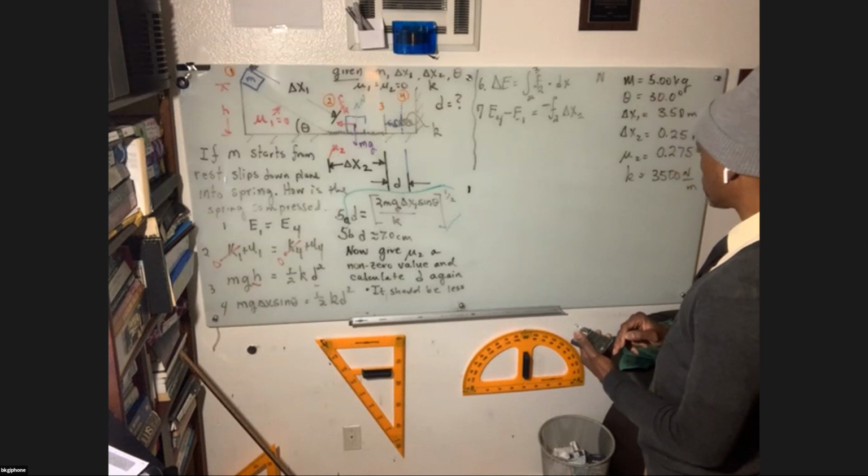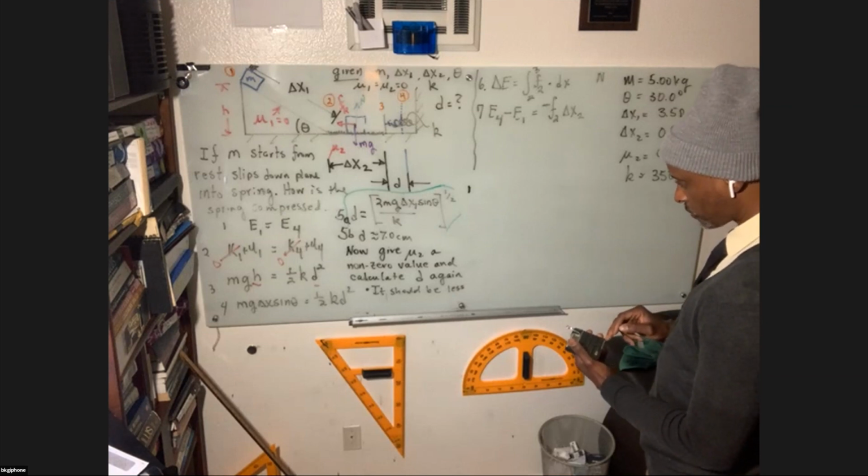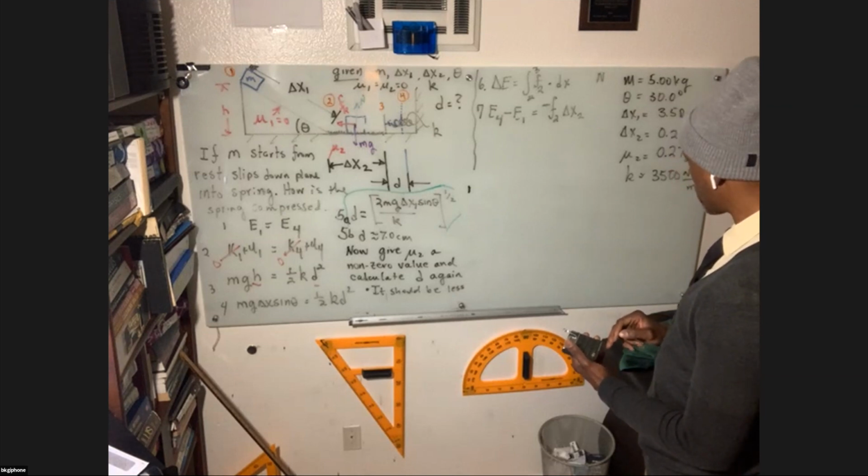Okay. Yeah, because it's squared, it doesn't cut it in half. My bad. It's just not going to. I do like that a little bit better. So with the spring constant of 3,500, it brings it to 22 centimeters.